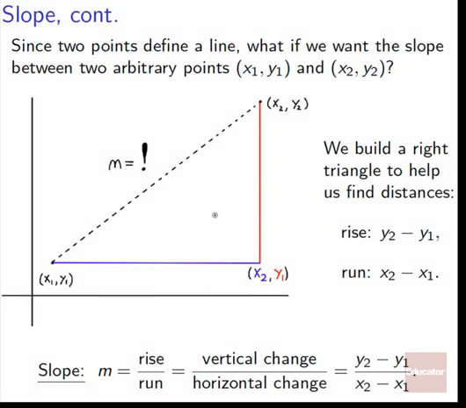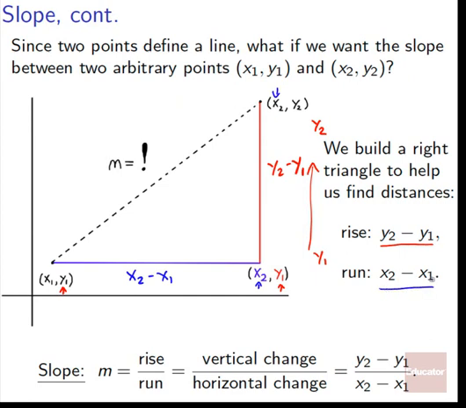Since this here is going to be the same as the horizontal of our second point, that matches up there, and it's going to be the same as the vertical, since vertical doesn't change as we go horizontally, those match up there. So the amount of run that we have is x2 minus x1. That's how much we changed as we went from left to right. And the amount vertically that we changed is y2 minus y1, because we went up from y1 to some y2. So our rise is y2 minus y1, and our run is x2 minus x1.